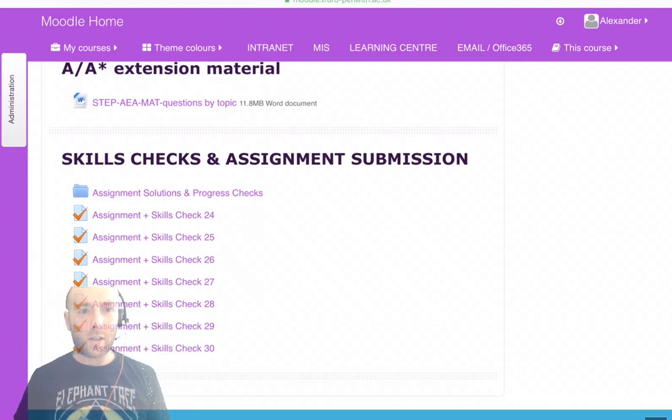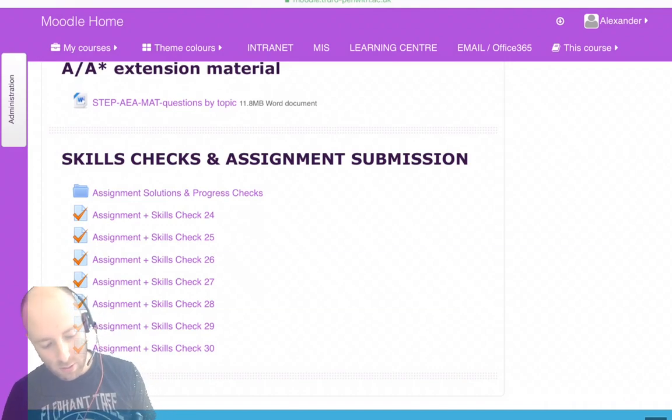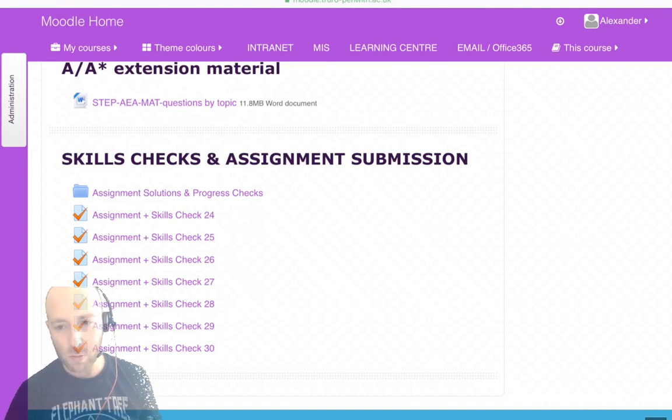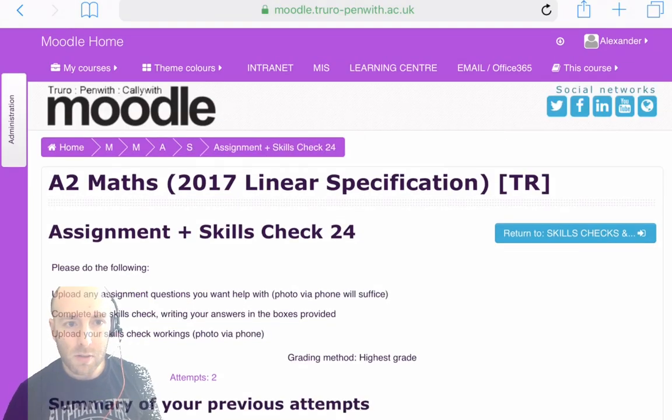So this is where you're going to do your assignments and skills checks. The solutions are in the folder. The way you're going to do it, if you click on assignment plus skills check 24, which I think is the next one for you guys, there's some instructions for you.